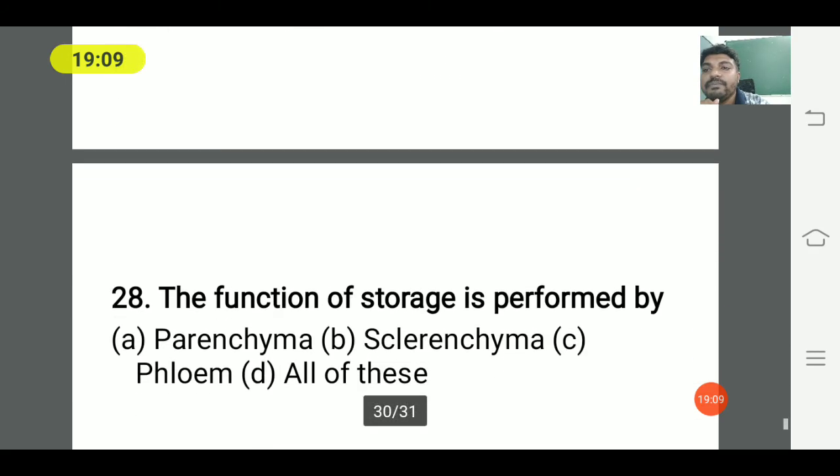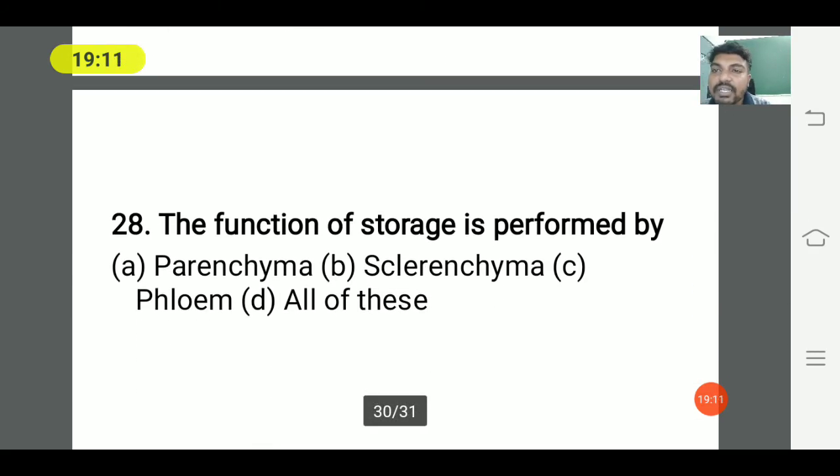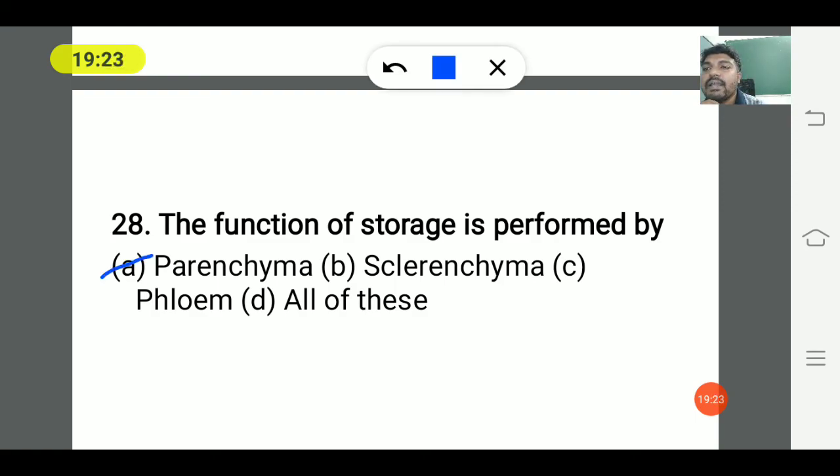The last question. The function of storage is performed by parenchyma, sclerenchyma, phloem, or all of these. The function of storage is always performed by parenchyma. Parenchyma stores food material, starch, fat, resins, latex, mucilage, tannins. All this secretion is performed by the parenchyma cells.